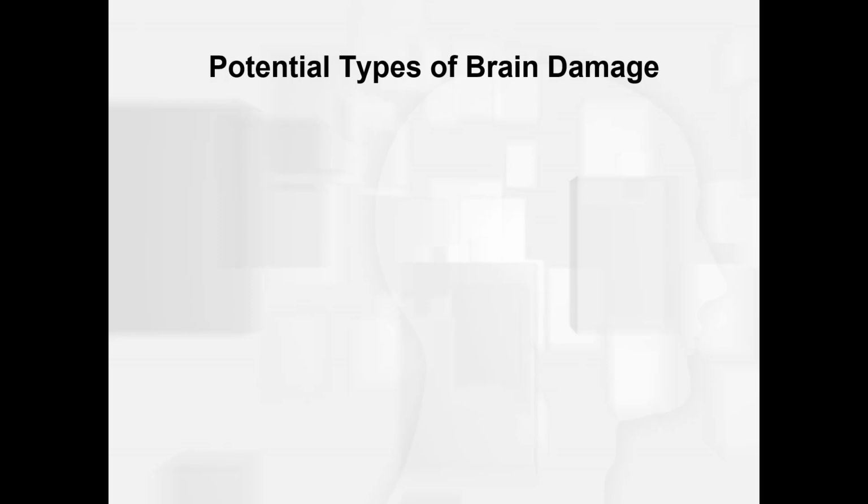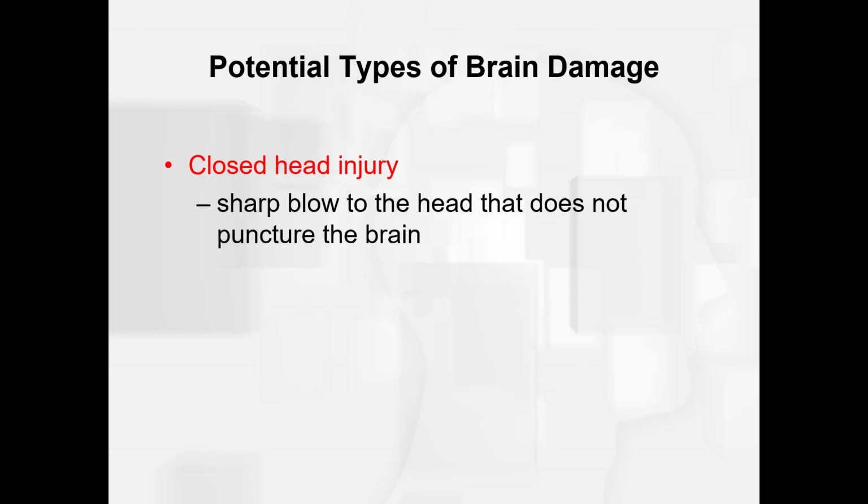A couple that I want to talk about in a little bit more detail are closed head injuries. And so this is what it sounds like. This is where you have a brain injury, a sharp blow to the head, but it doesn't puncture the brain. So this is like you're in a car accident and you hit your head really hard. That would be a closed head injury. Or you're out there on the soccer field and you fall and you get a concussion. That would be a closed head injury. Same thing with football players.